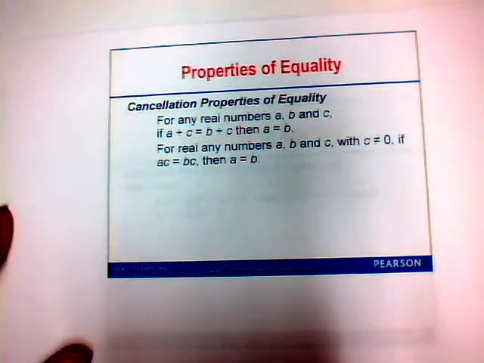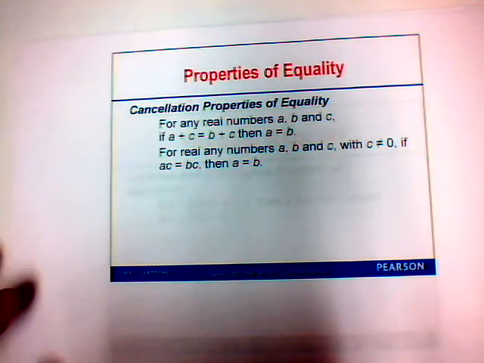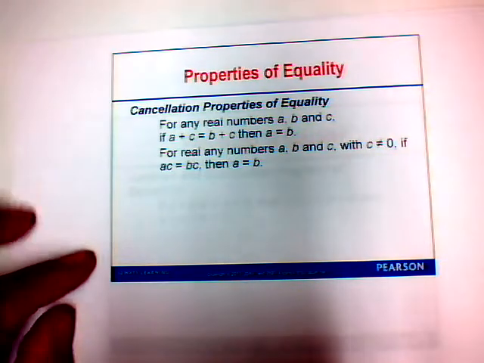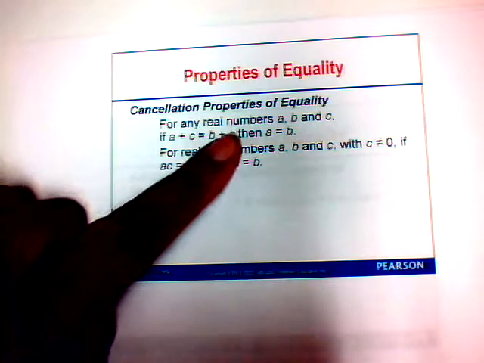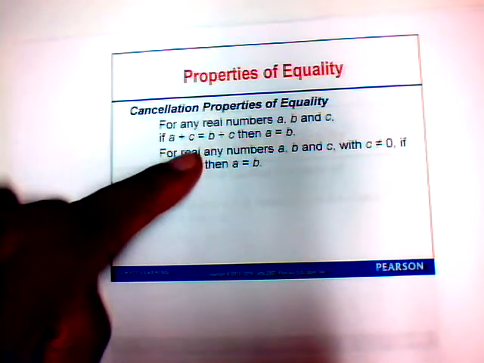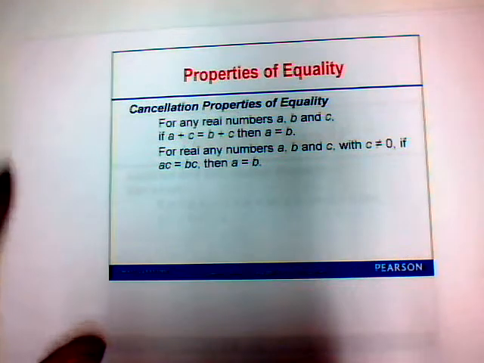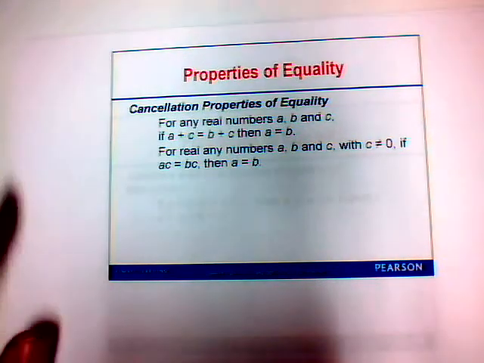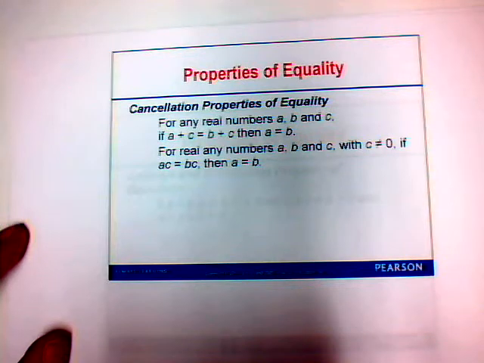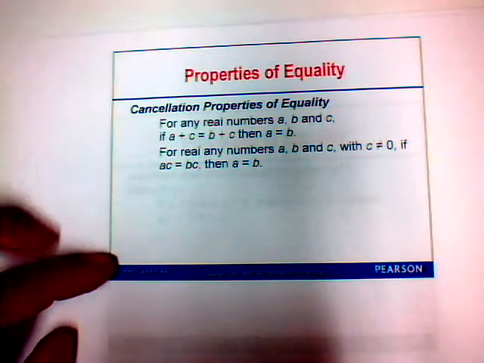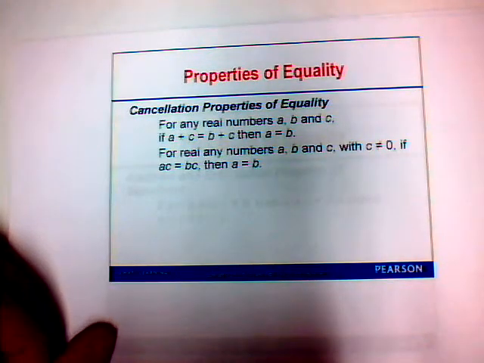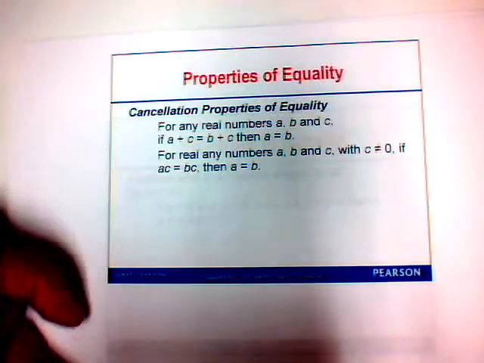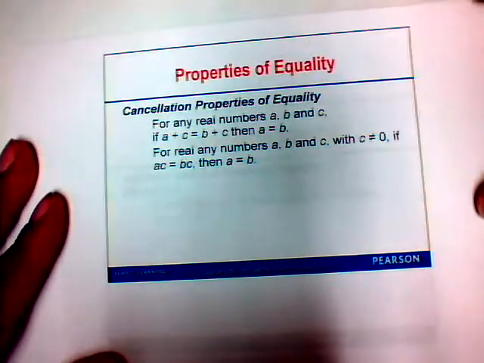Then you have the cancellation properties of equality. In this case, if you have a plus c is equal to b plus c, then I can say that a is equal to b. In other words, I can subtract the same non-zero number on both sides of the equation in order to get a is equal to b, which is the converse of the addition property of equality. And the other one is the converse for the multiplication property of equality. If a times c is equal to b times c, then I can divide both sides of this equation by c to come up with a equaling b.